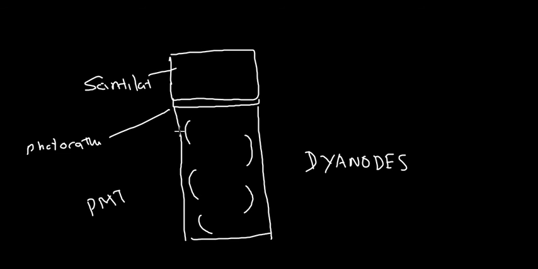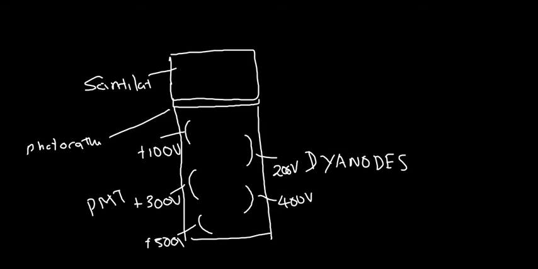What is the specialty of these set of electrodes? The voltage will be increasing. Say if this is 100 volts, this will be at 200 volts, this will be at 300 volts, this will be at 400 volts, and this will be at plus 500 volts. So it will be in the order of increasing. Finally you will have some electronics circuit which will convert this into an electronic pulse and you can measure it.